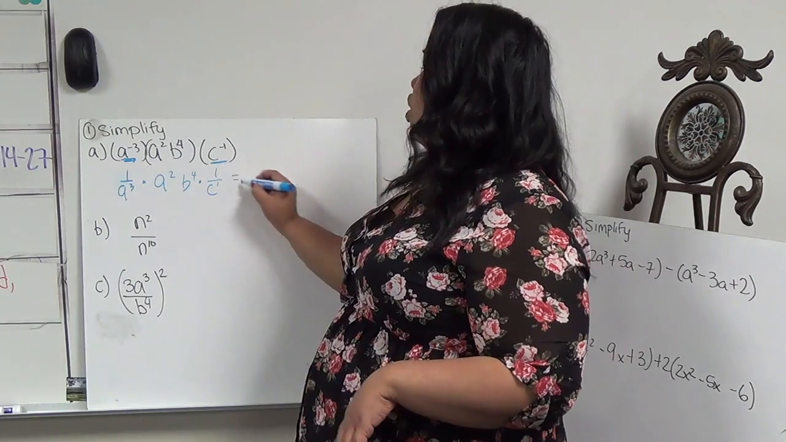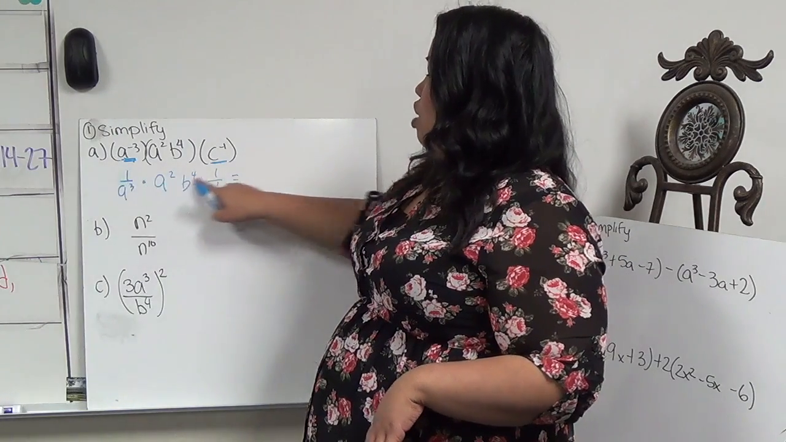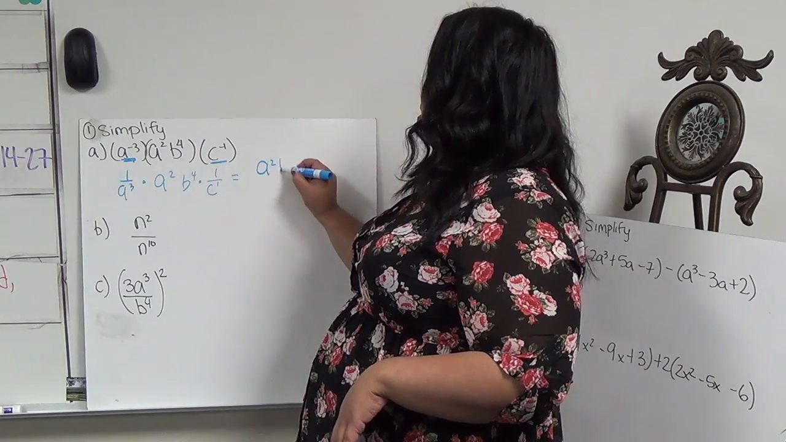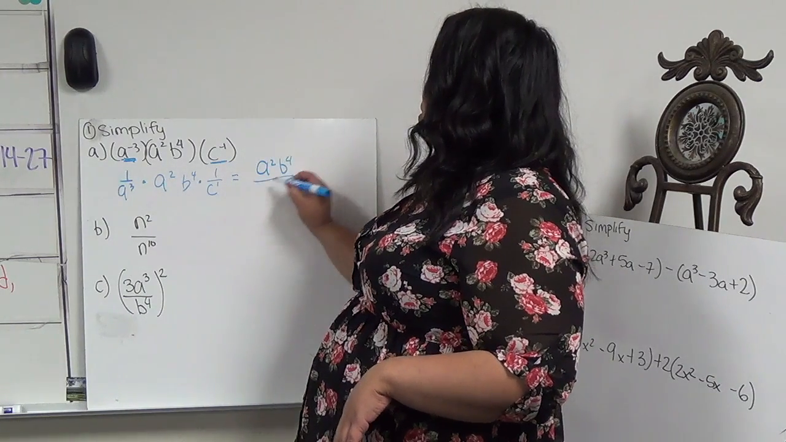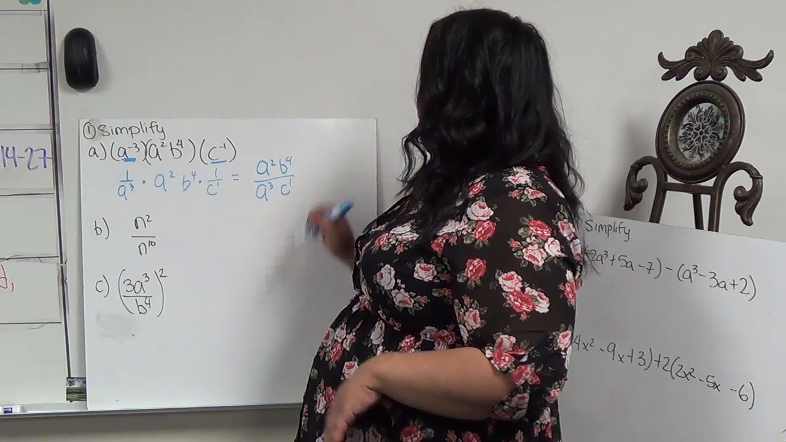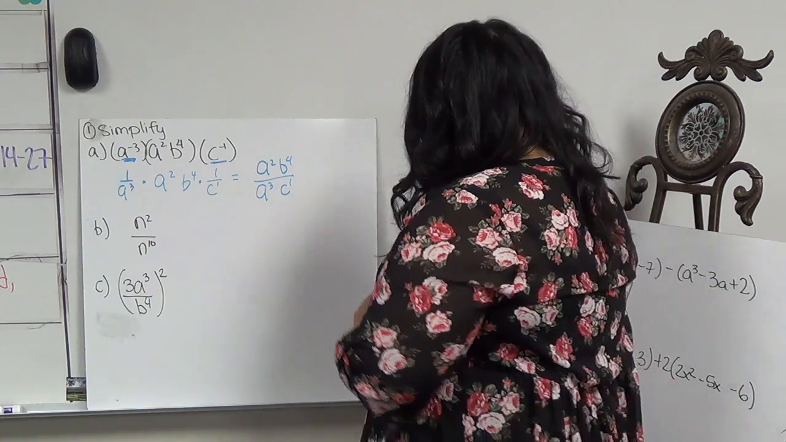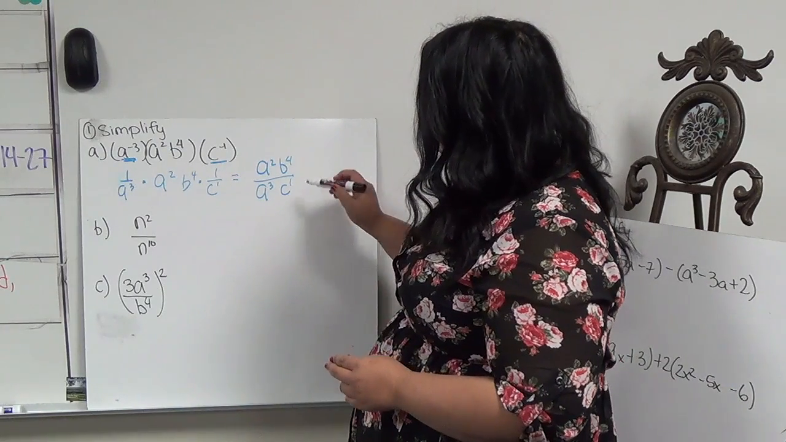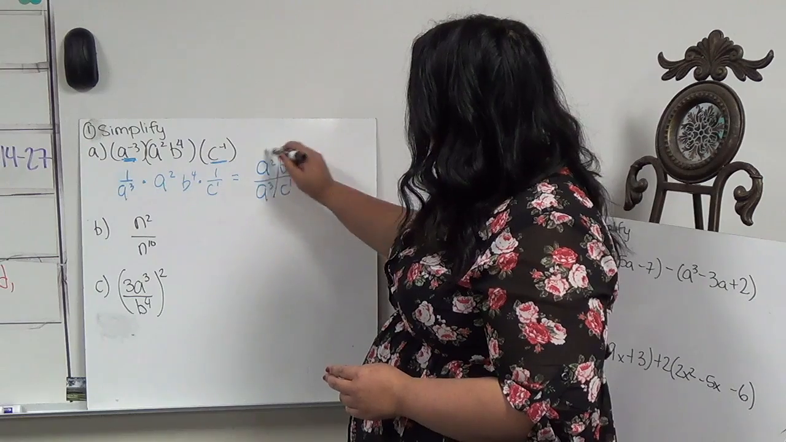Now I could put this all in one fraction. I can multiply across, right? Whole numbers I multiply, so this becomes a squared b to the fourth all over a cubed c to the 1. Now, from here, I'm going to see if I can simplify even more. Now, these ones I can't simplify, but this I can.